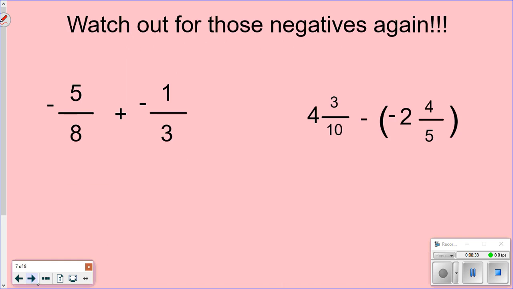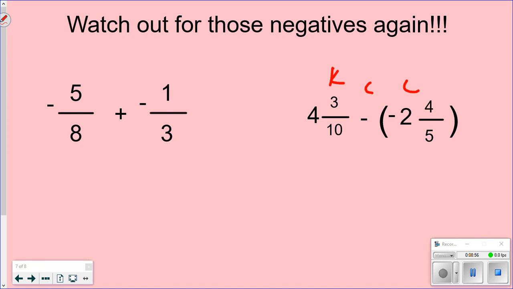All right, watch out for those negatives again. Like I said, this is probably the worst part of today, are those darn negatives. So you're going to have to remember keep, change, change. Like this is an example over here. You have a negative and a subtraction. This is going to be keep, change, change. You just have to think of your cats and your dogs. So let's do this first one.